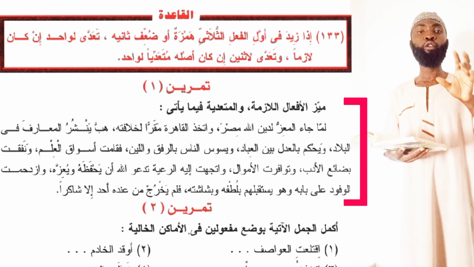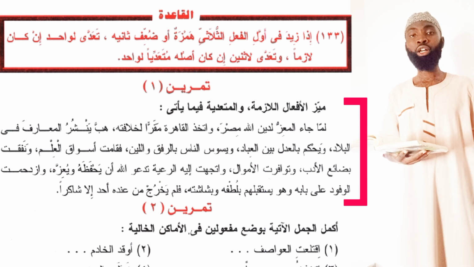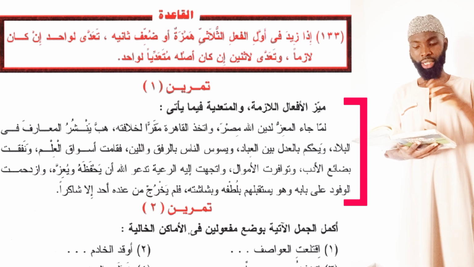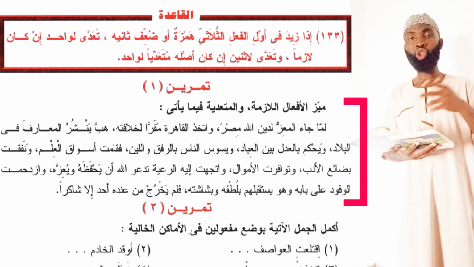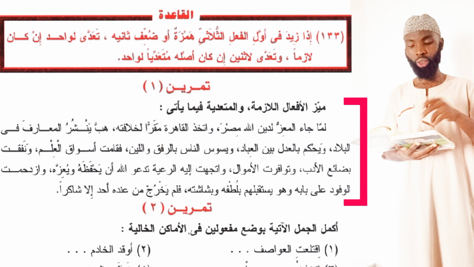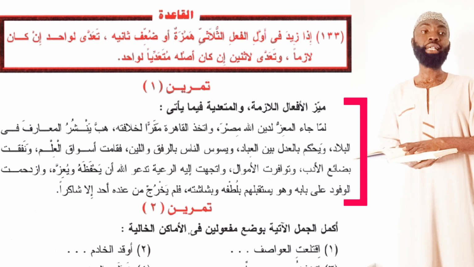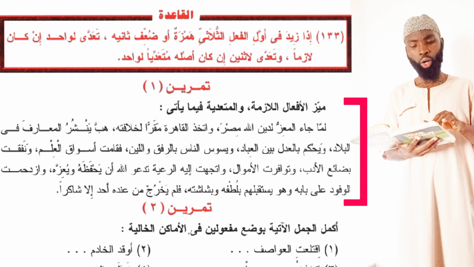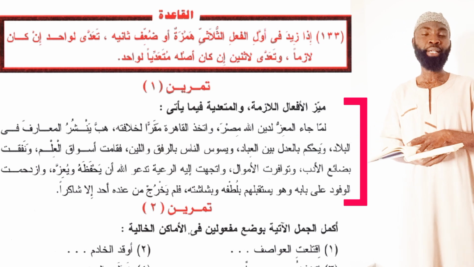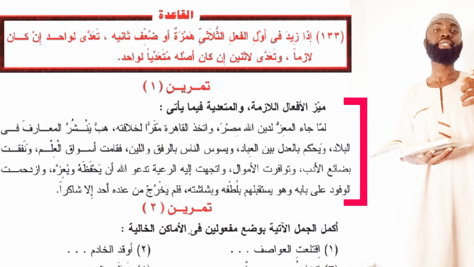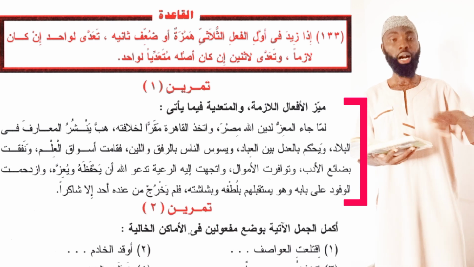حب ينشر المعارف في البلاد. He quickly moved on to spreading knowledge in the land. So you can see the word yanshuru al-ma'arif. And the yanshuru here, it is coming as what? Good, as transitive. وَيَحْكُمُ بِالْعَدْلِ بَيْنَ الْعِبَادِ, and he judged with justice among the people.